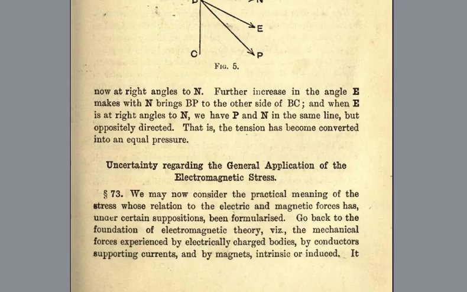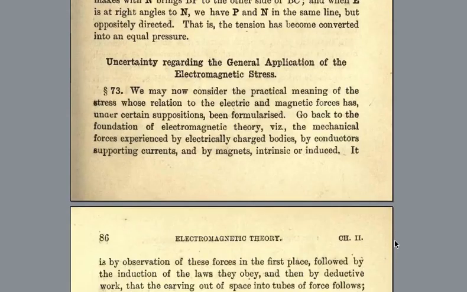Paragraph 73. We may now consider the practical meaning of the stress whose relation to the electric and magnetic forces has, under certain suppositions, been formalized. Go back to the foundation of electromagnetic theory, namely the mechanical forces experienced by electrically charged bodies, by conductors supporting currents, and by magnets, intrinsic or induced. It is by observation of these forces in the first place, followed by the induction of the laws they obey, and then, by deductive work, that the carving out of space into tubes of force follows.